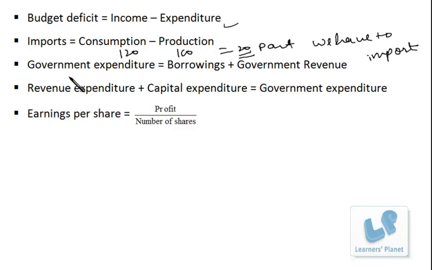right? Now what is government expenditure? Borrowings plus government revenue. Whatever the revenue that government is earning, plus whatever the deficit amount that they have to borrow to meet the expenditure, is called government expenditure, right? So government expenditure is the amount which government earns as revenue and the amount which they are borrowing, right? Revenue expenditure plus capital expenditure is equal to government expenditure, right? And earning per share is profit over number of shares, right?